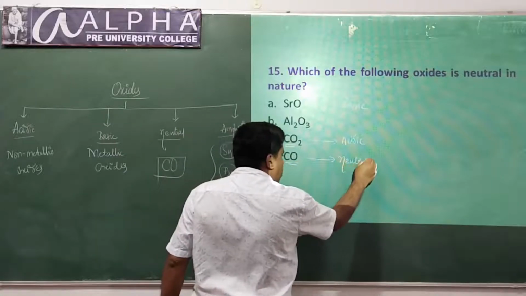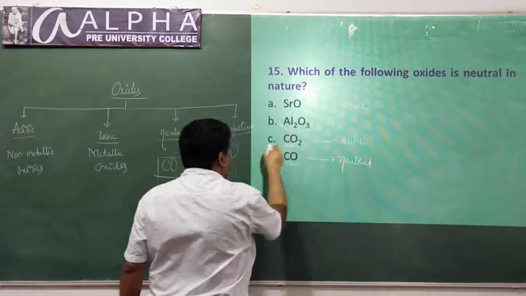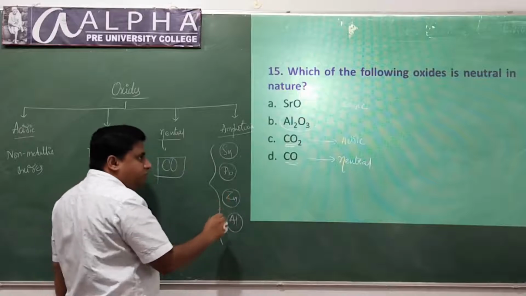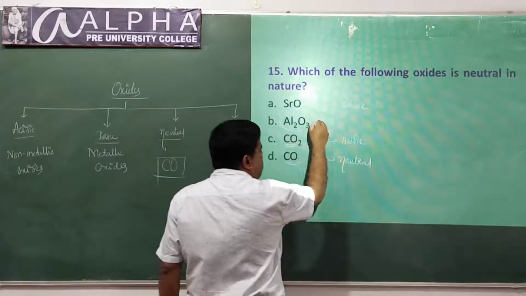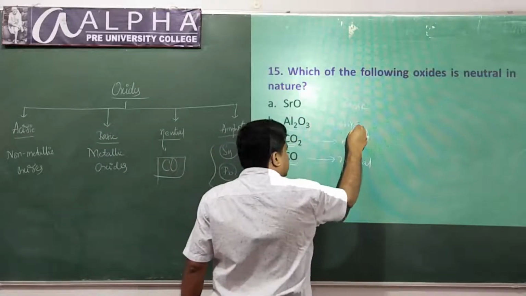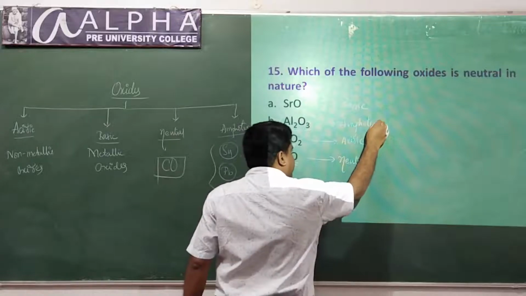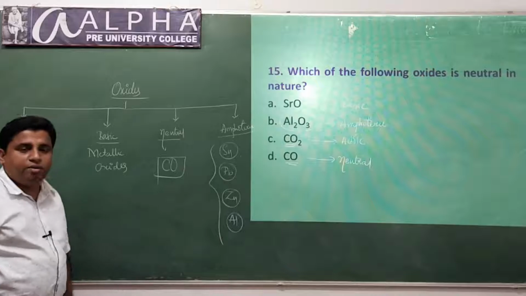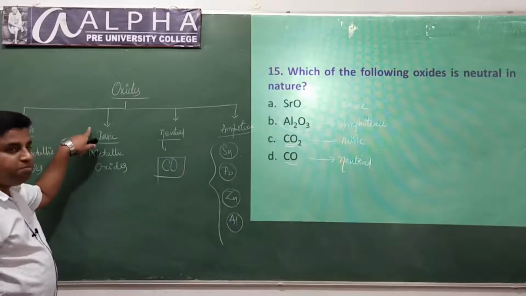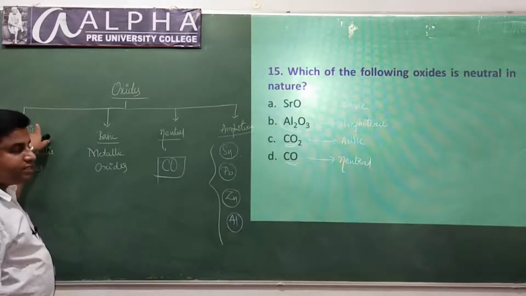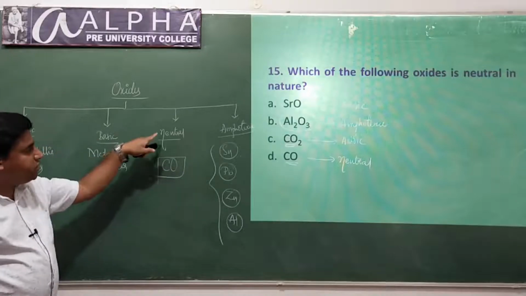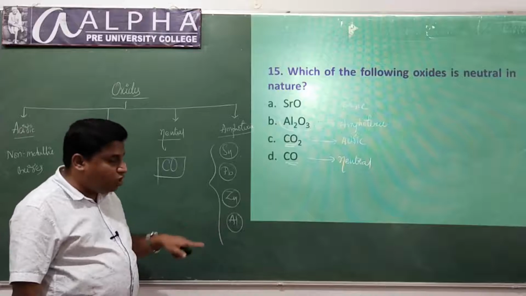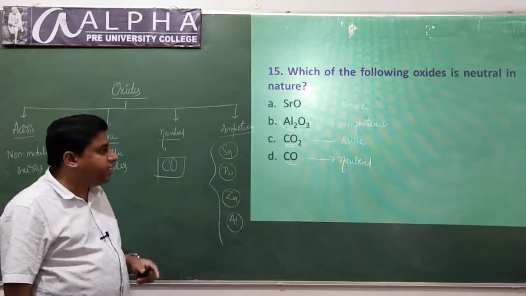It's a neutral oxide. Whereas tin, lead, zinc, aluminium will form what type of oxides? They form amphoteric oxides. Understood? Remember this: metallic oxides are basic, non-metallic oxides are acidic, carbon monoxide is neutral, and tin oxide, lead oxide, zinc oxide and aluminium oxide are amphoteric in nature.